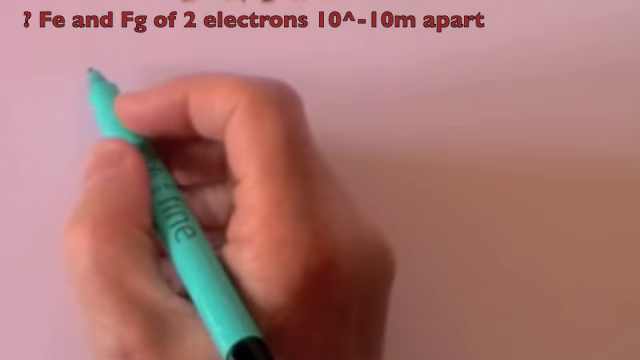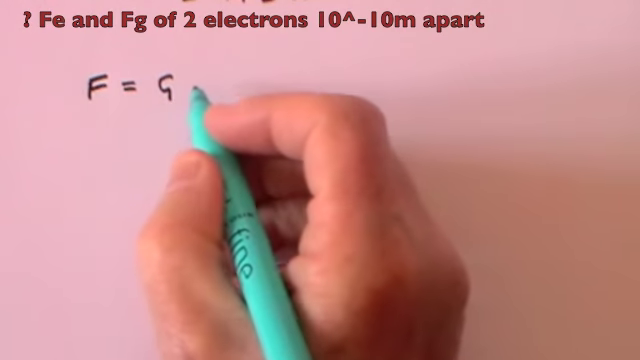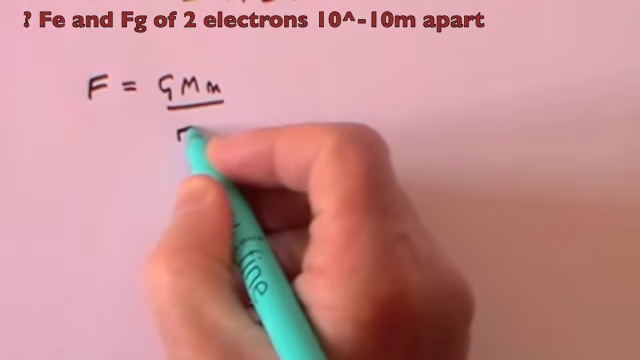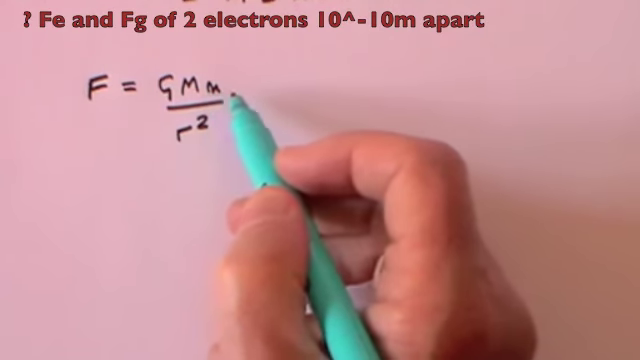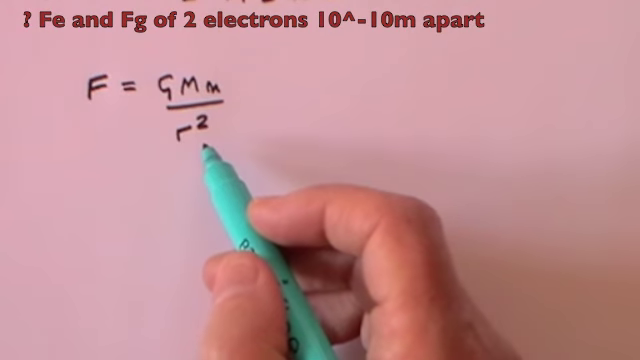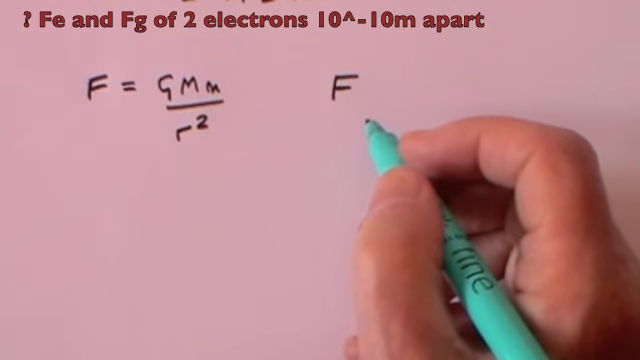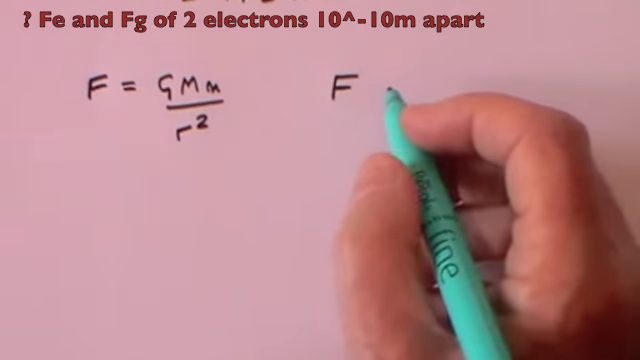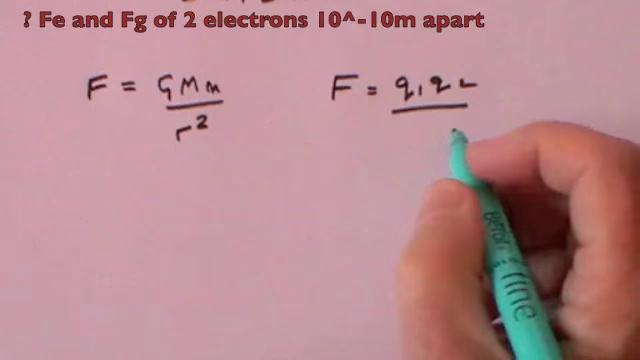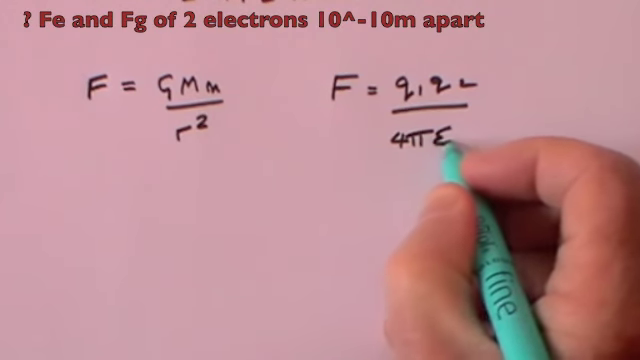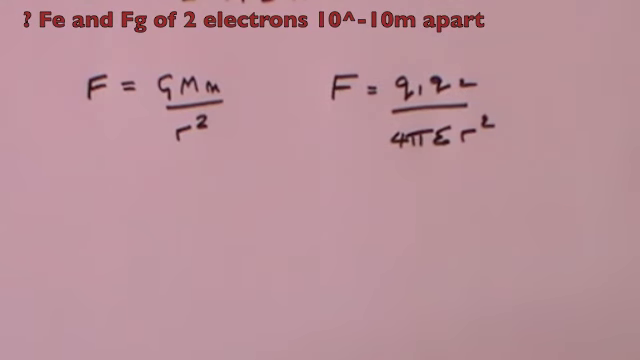The two formulas we're going to use, of course, are for gravity. That is, the force is G m m over r squared, where G is, of course, the gravitational constant. These are the masses of the two electrons, so they will be the same, and r is the distance between them. For the electric force, we're going to use Coulomb's law, which is that F is equal to Q1 Q2 divided by 4 pi epsilon naught r squared, where again Q1 and Q2 will be the charges on the two electrons.